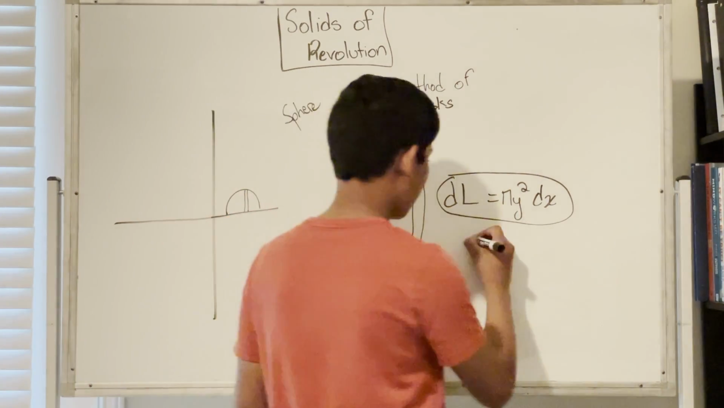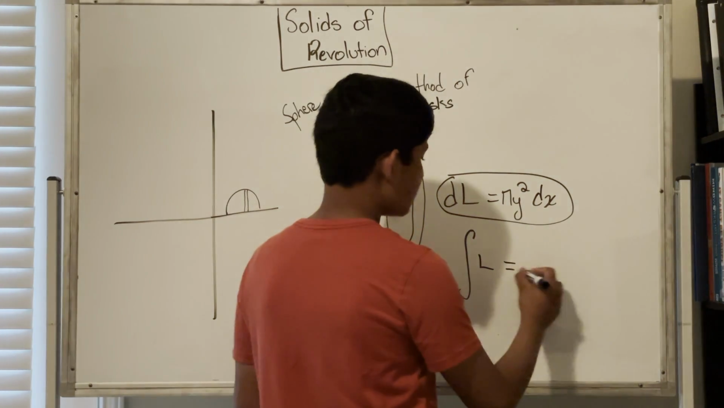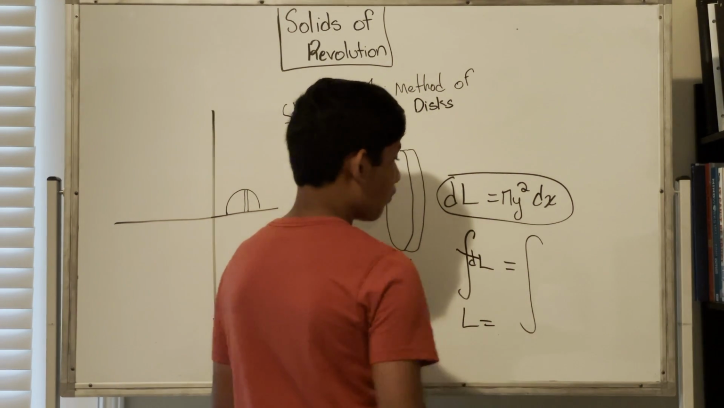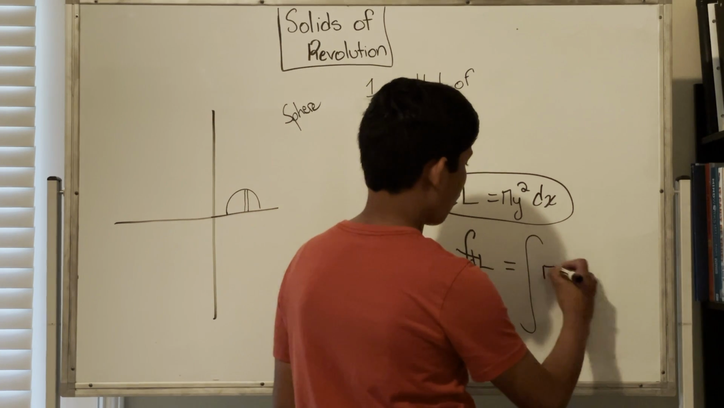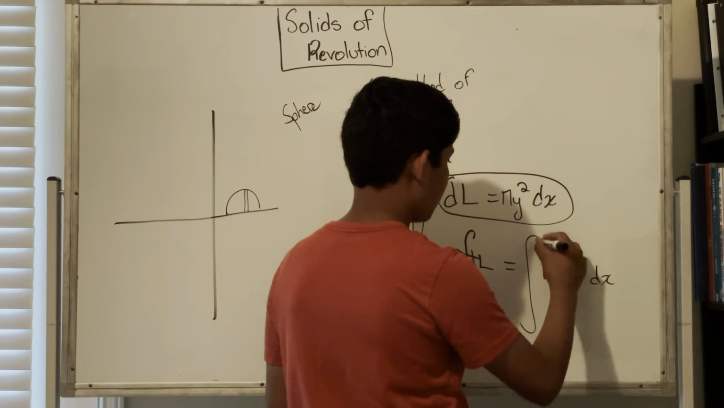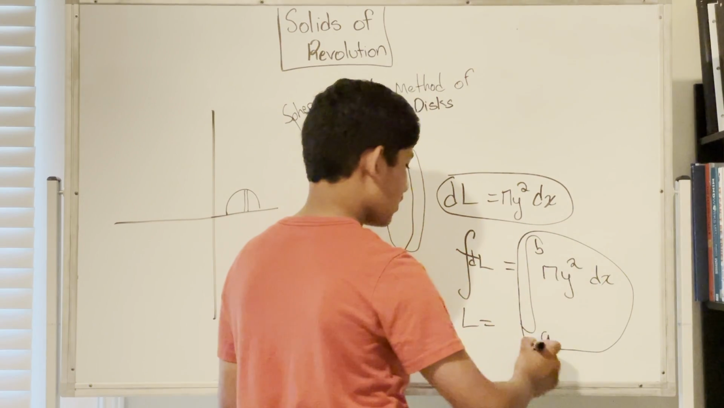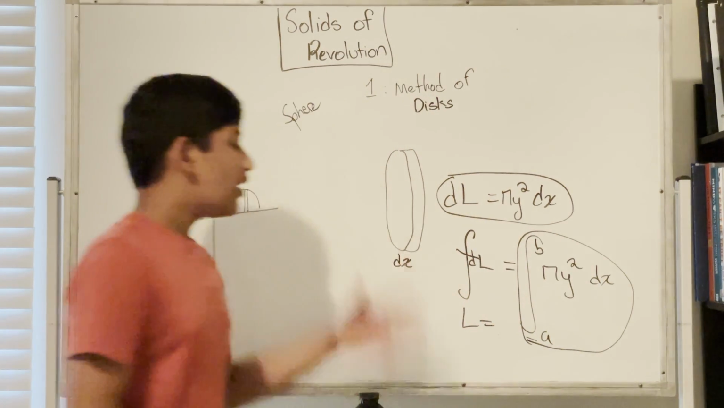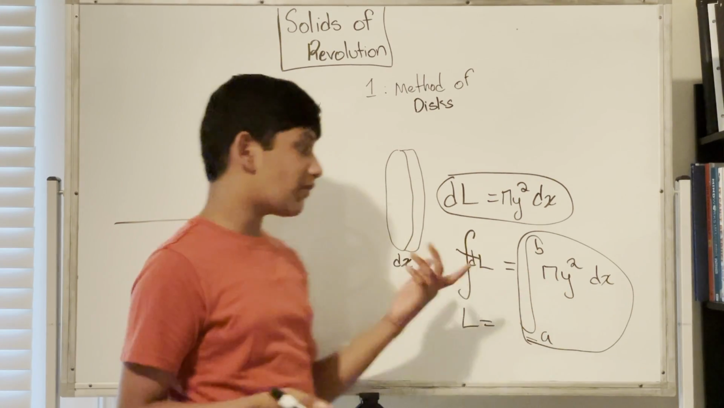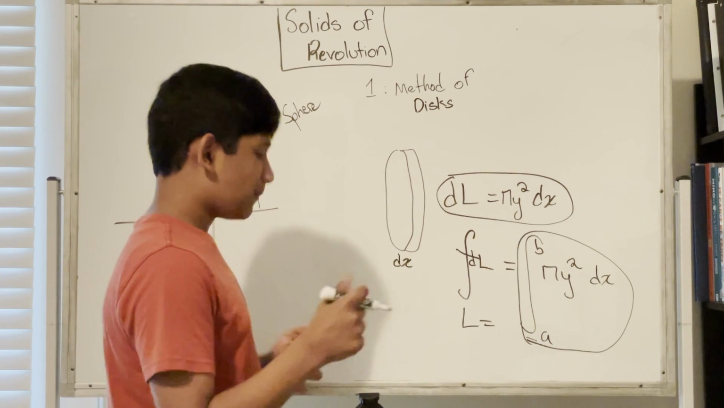Now if we take the integral of dL, we're going to get L. We're going to have the integral of pi y squared dx, with the limits a and b. And notice we've just derived the formula for solids of revolution. So we can use this formula to calculate the volume of any solid of revolution. This is one of the key formulas that we're going to be using. Okay.